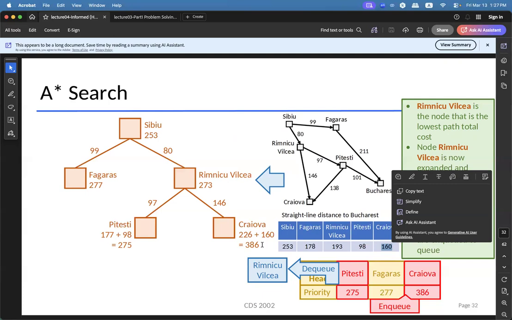So we add Pitesti and Craiova to the priority queue. Because Pitesti has a smaller value than Fagaras, we put Pitesti before Fagaras. And Craiova has a bigger priority value than Fagaras, so we put it behind Fagaras.